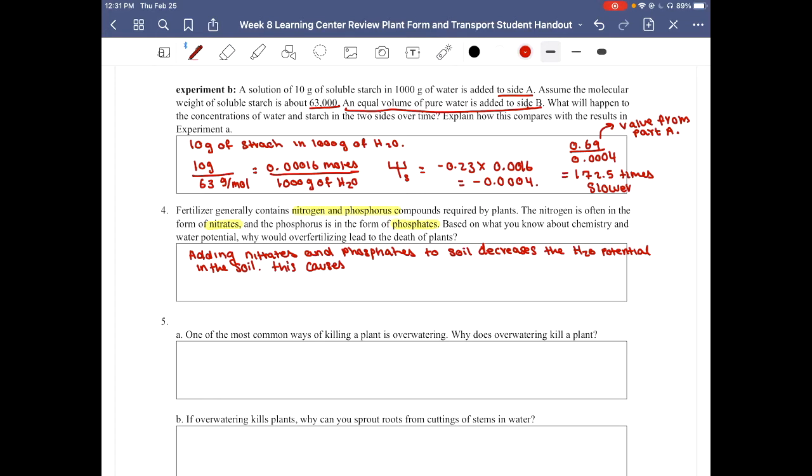Yeah, so generally this causes water to not flow into the root, but like the comment says, sometimes it can even suck water out of the roots.